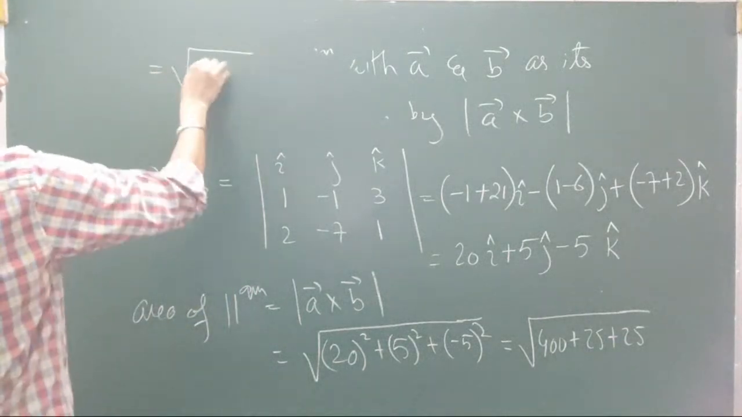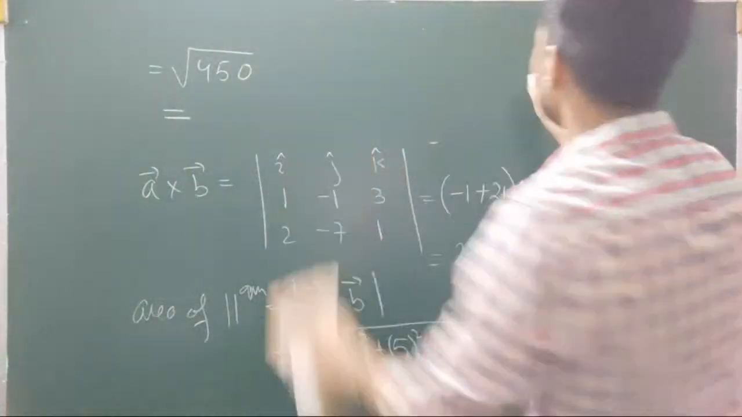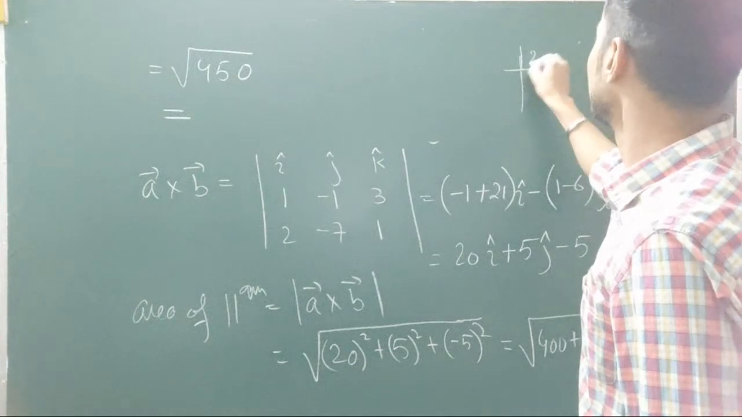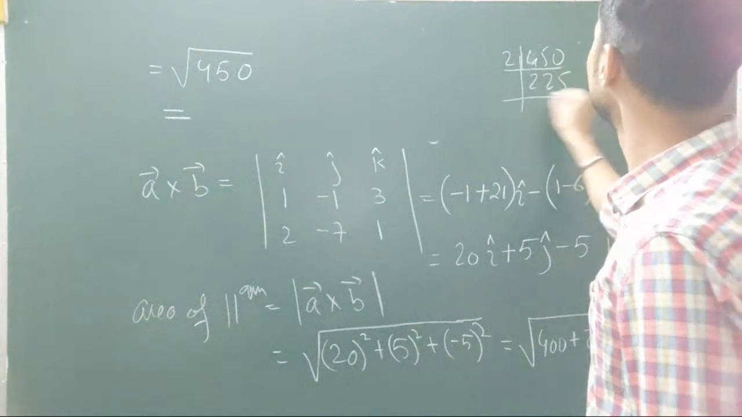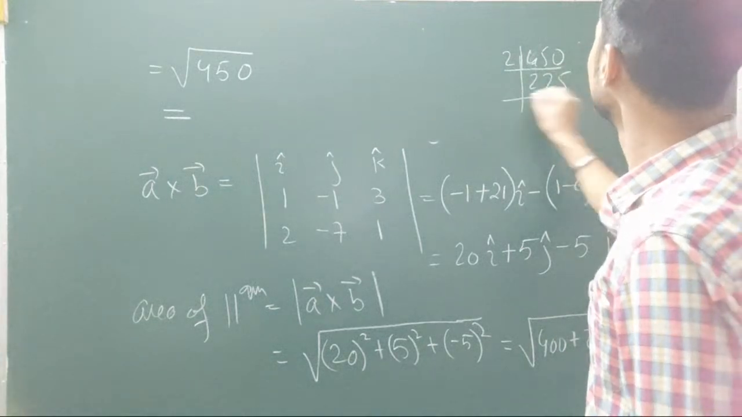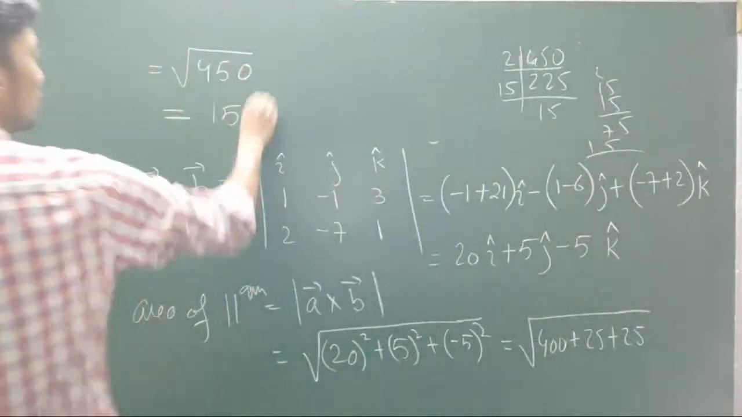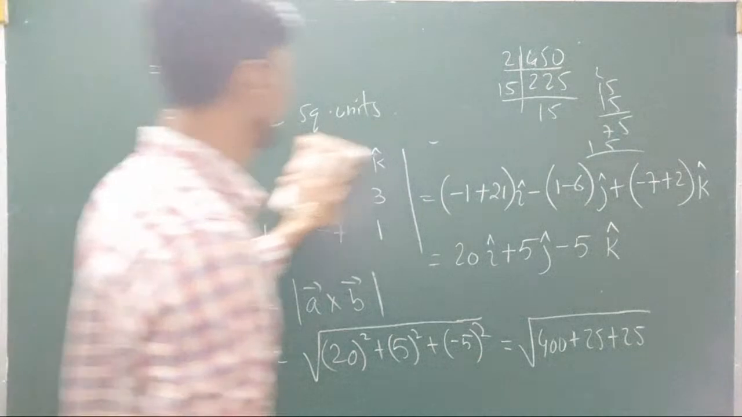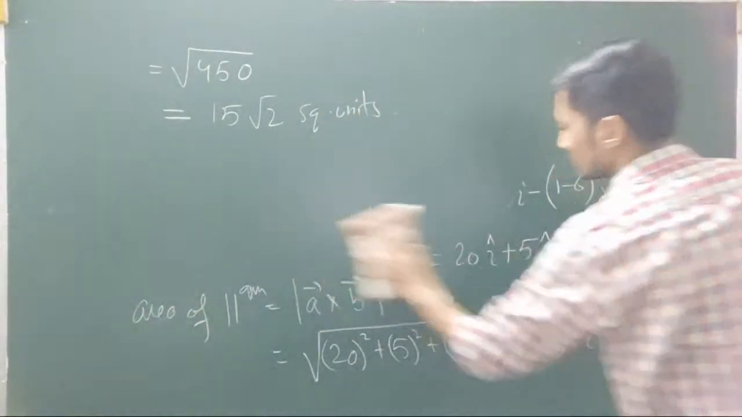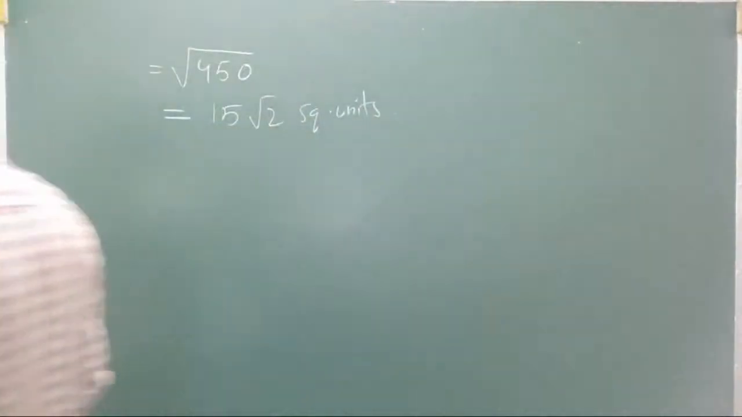So that's 450. So 450 is 25 into 2, isn't it? 450 by 25 is 18, so 225 is 15 square, right? Not mistaken. 15, yeah. So that will be 15 root over 2 square units. Almost done. So that's the area of the parallelogram.